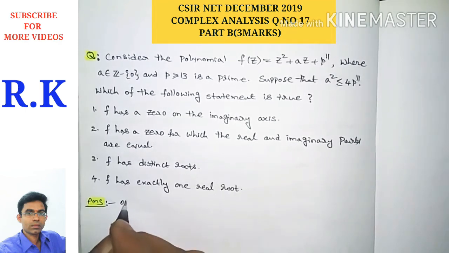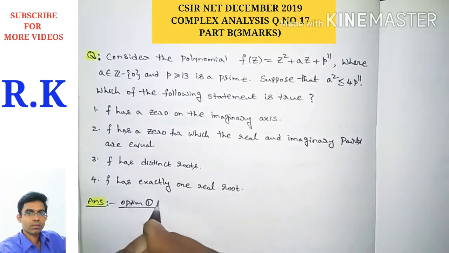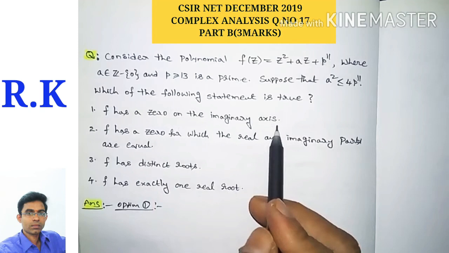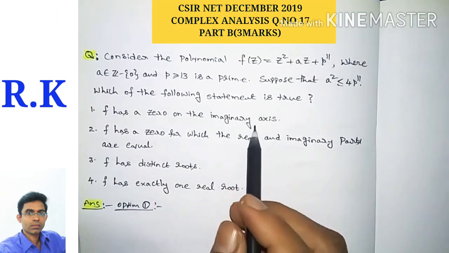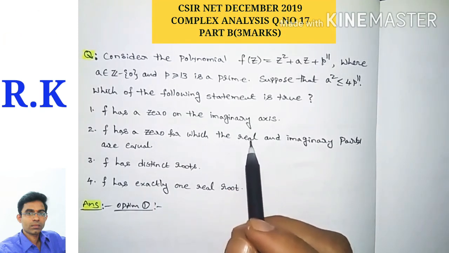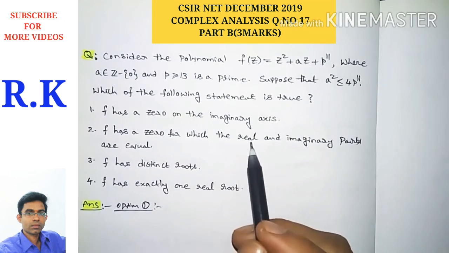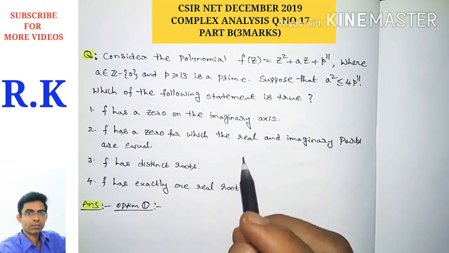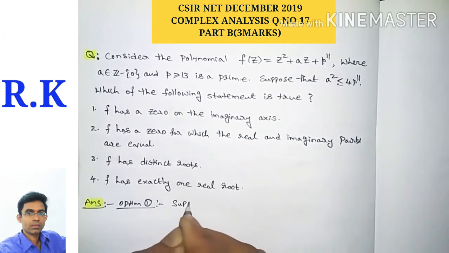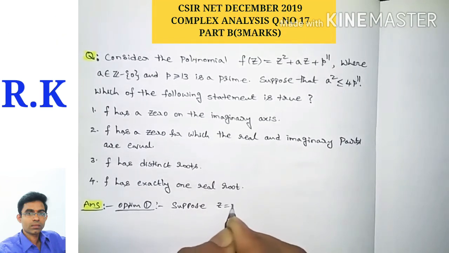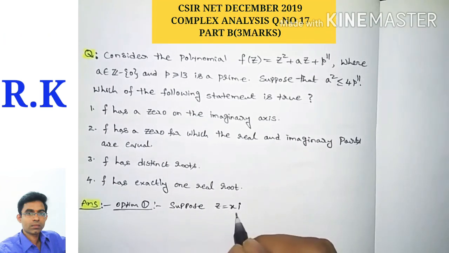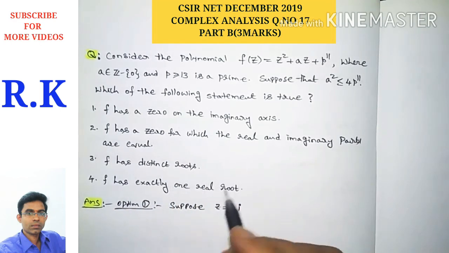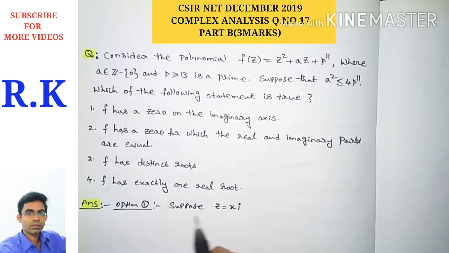So we'll check option 1. Given that f has a 0 on the imaginary axis. Imaginary axis means, suppose we take a complex number z equal to xi, where the real part is 0 and the imaginary part is x. So suppose z is equal to say xi. So here this is an imaginary value. So f has a 0 on the imaginary axis. That means f of z is equal to 0.